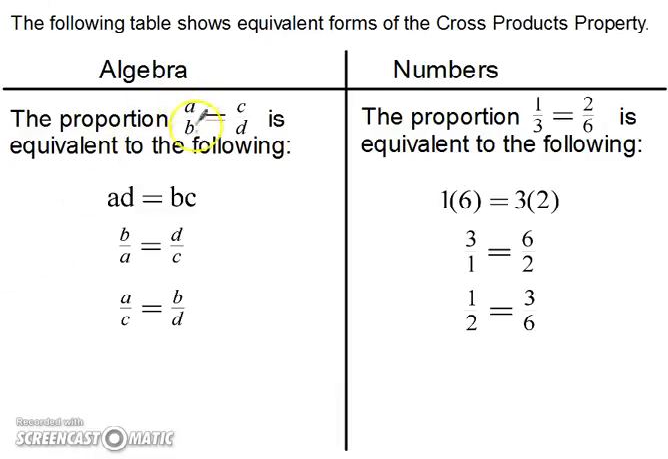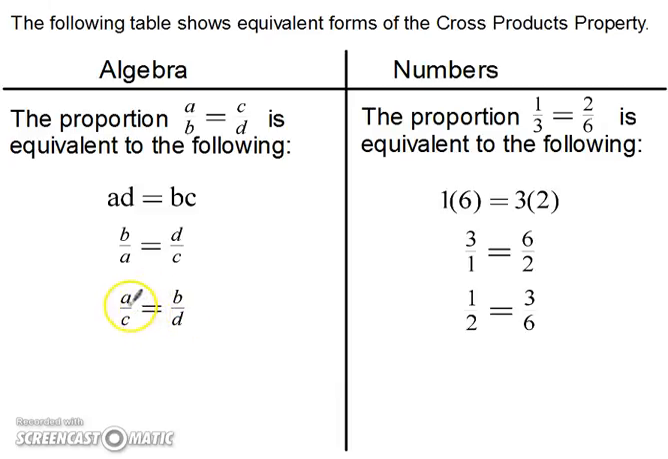The proportion A over B equals C over D is equivalent to the following. You can cross multiply, giving you A times D equals B times C. Or if you have B over A, that's the same as D over C. Or if you have A over C, that's going to match up with B over D. You can think of this in terms of backwards cross multiplication.